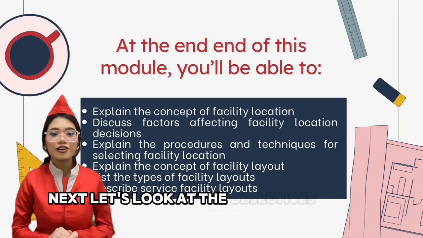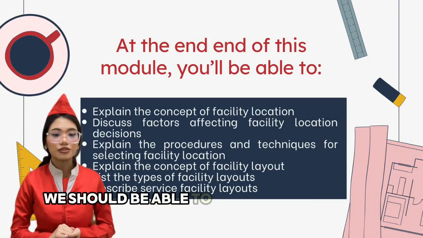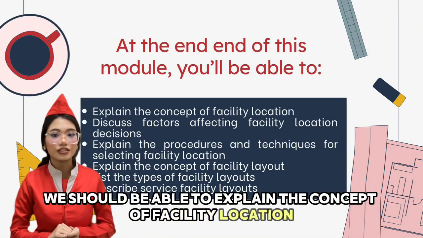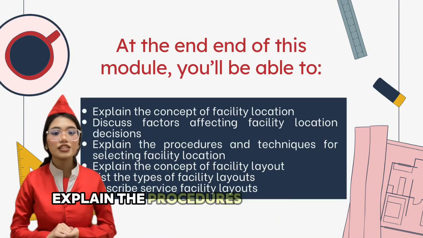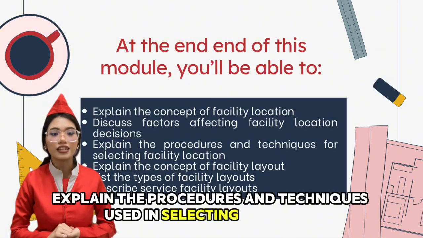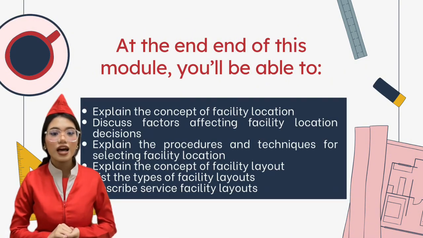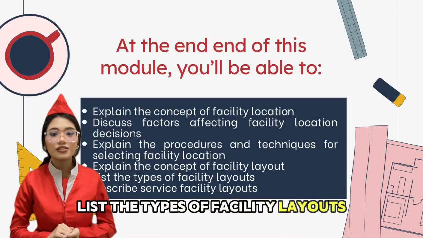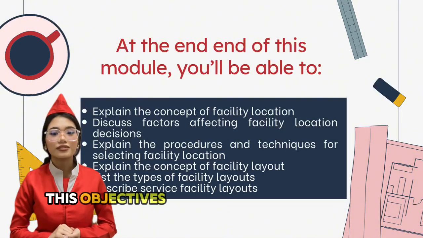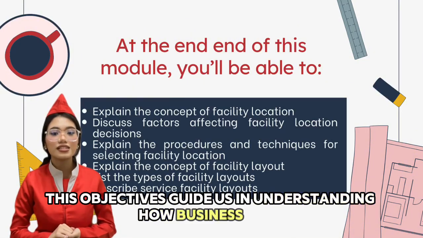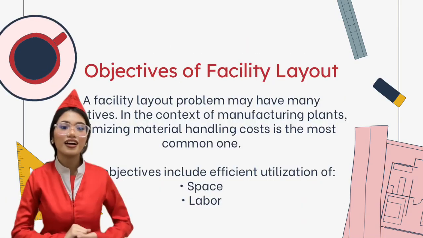Next, let's look at the objectives of this module. At the end of this lesson, we should be able to explain the concept of facility location, discuss the factors that affect location decisions, explain the procedures and techniques used in selecting a facility location, understand the concept of facility layout, list the types of facility layouts, and describe service facility layouts. These objectives guide us in understanding how businesses plan both their physical location and internal arrangement.